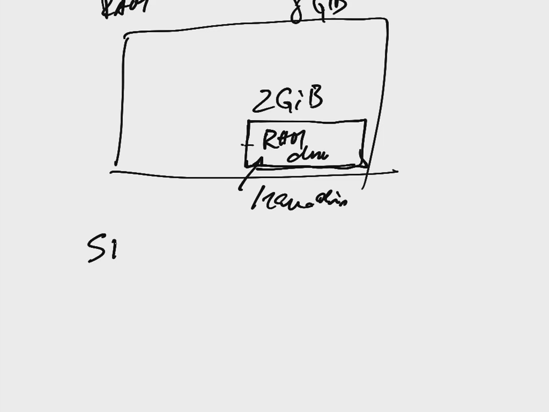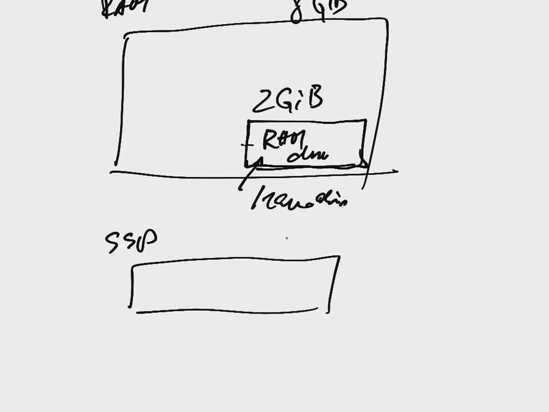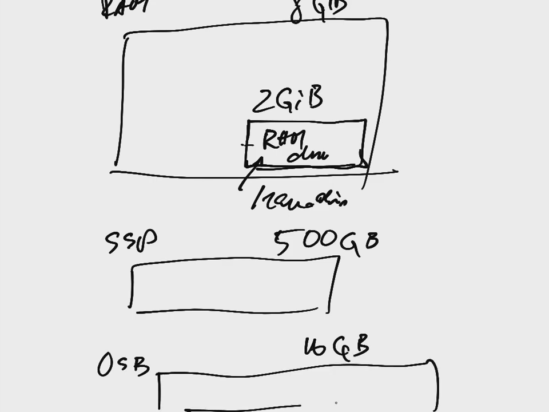Then I have a solid state disk, which is, I think, approximately 500 gigabytes. And then I have a USB disk, which has, I do not know, maybe 16 gigabytes in size to store. And these of course are not to scale. So this one is the most expensive one, this is a little bit cheaper, and this is the cheapest one, but this is the fastest one, this is slower, and this is slower still.